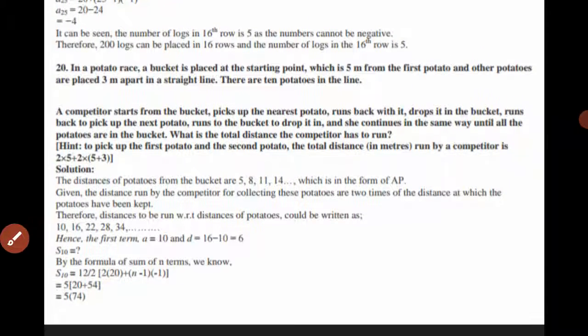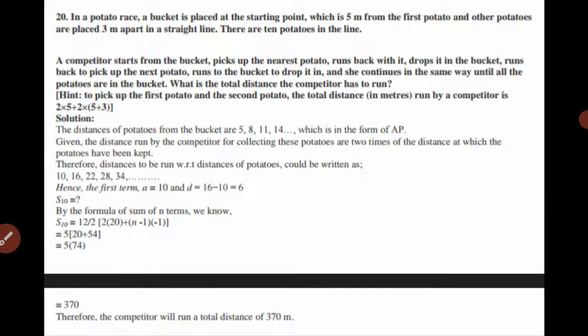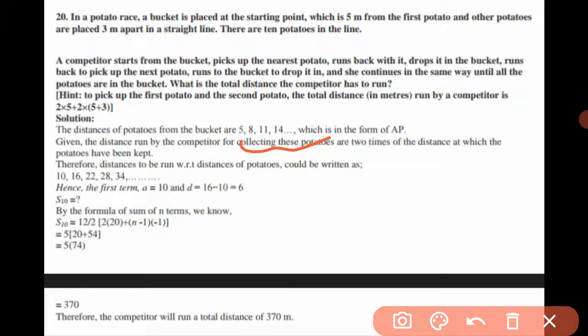Now after this, see question number 20. In question number 20, in a potato race, a bucket is placed at the starting point, which is 5 meters from the first potato, and other potatoes are placed 3 meters apart in a straight line. So here there is a potato race. The first potato will be kept at a distance of 5, then 8, then 11, then 14, meaning after 5 there will be a gap of 3 meters. So in this we can find the AP: 5, 8, 11 and 14.